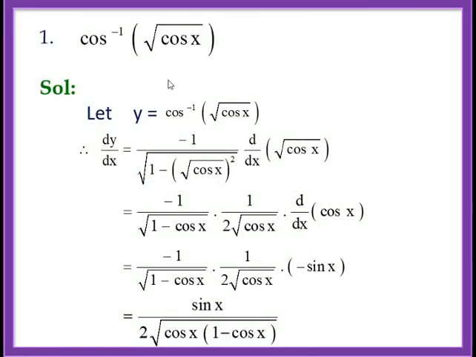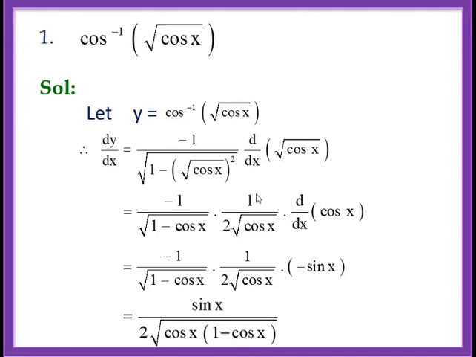Now, we are asked to find derivatives of these functions. The first function is cos inverse root cos x. Let y be cos inverse root cos x, differentiating both sides with respect to x. Now we consider root cos x as u. What is derivative of cos inverse u? It is minus 1 upon root of 1 minus u square into du dx by chain rule. That is derivative of u, which is root cos x.